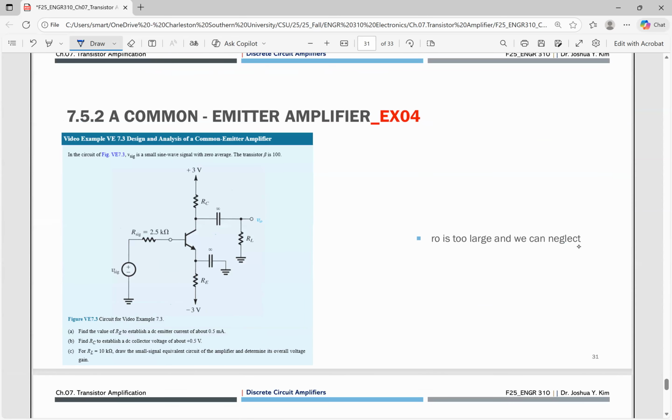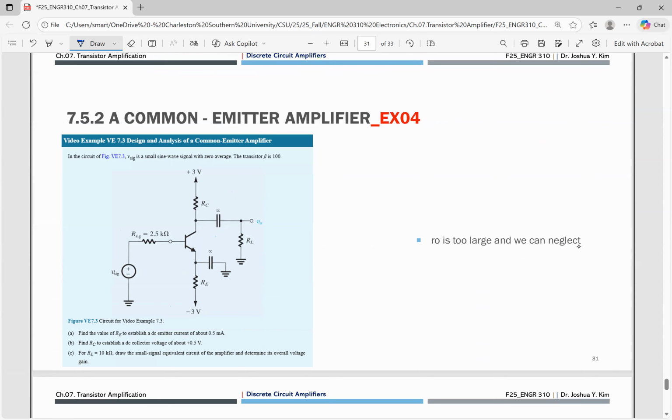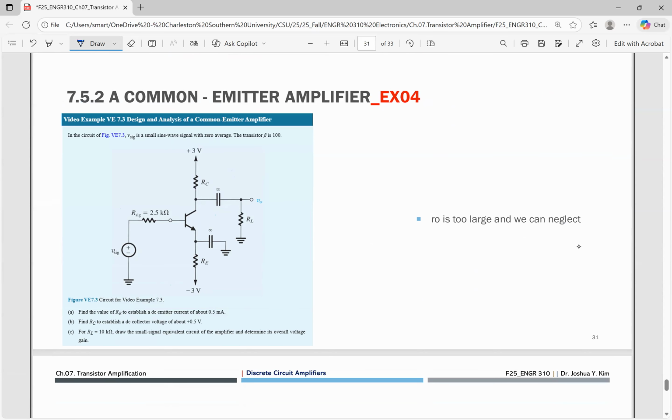Okay, the last question is kind of the design analysis, the common emitter amplifier, the similar one. I'm sorry, this R sub 0 is too large, and we can neglect it. So that was the missing concept. R sub 0 is too large, and we can neglect it.